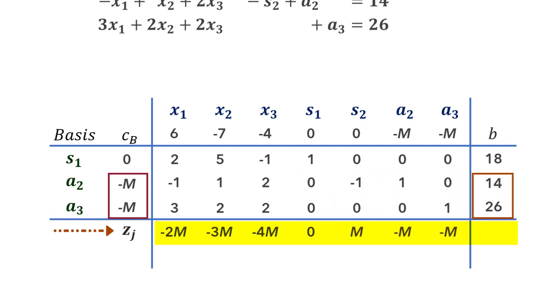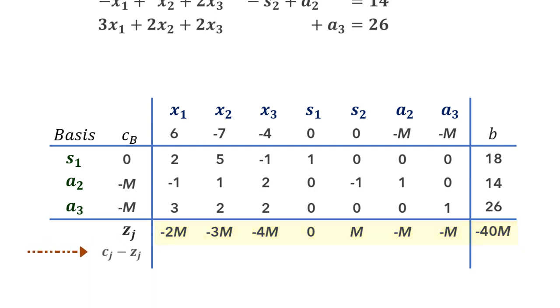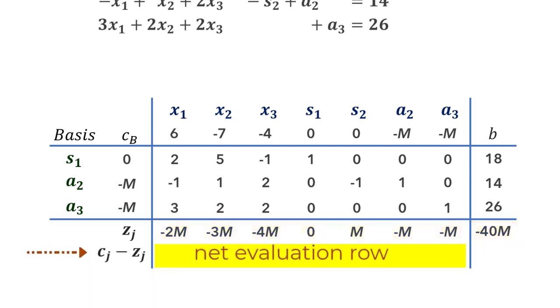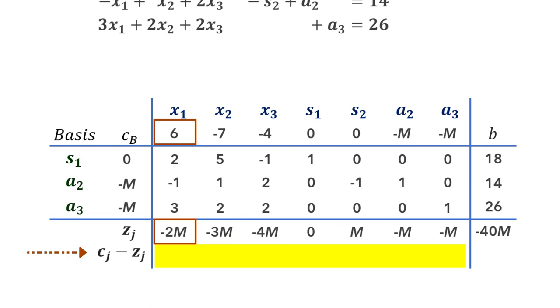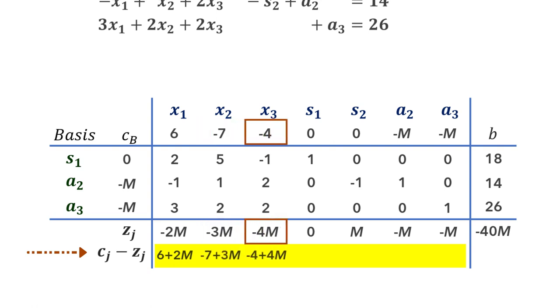For the B column, -14m, -26m gives -40m. For the Cj minus Zj row, or what we call the net evaluation row, we take the objective coefficient row and minus the Zj row. So 6 minus -2m gives 6 plus 2m. -7 minus -3m gives -7 plus 3m. -4 plus 4m. 0, -m, 0, and 0.